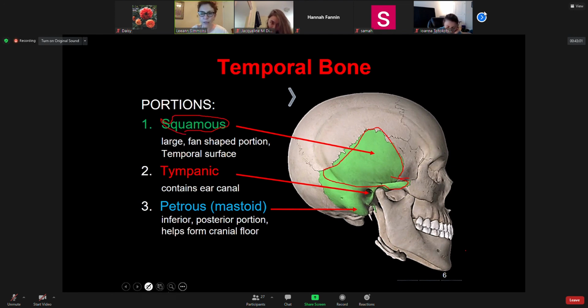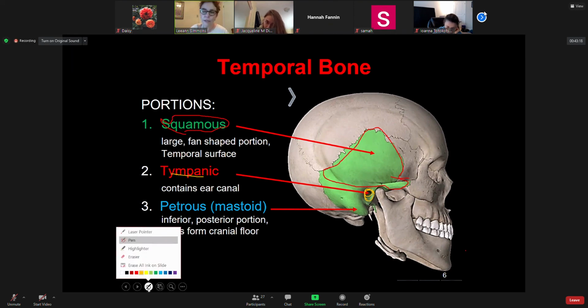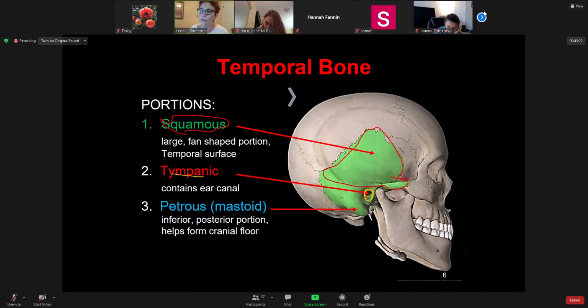The tympanic portion contains the ear canal. All right, so it's pointing right here to the external acoustic meatus. And then your petrous portion or mastoid portion is the inferior part of this bone. Okay, so it's all under here. This is the mastoid portion.